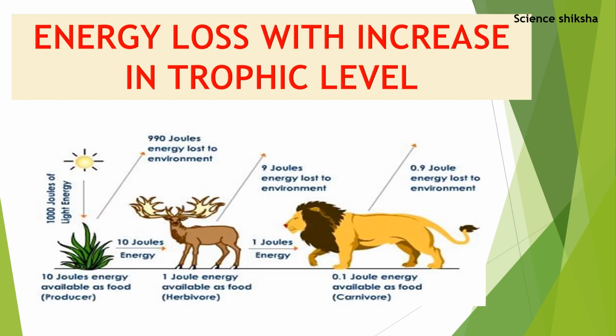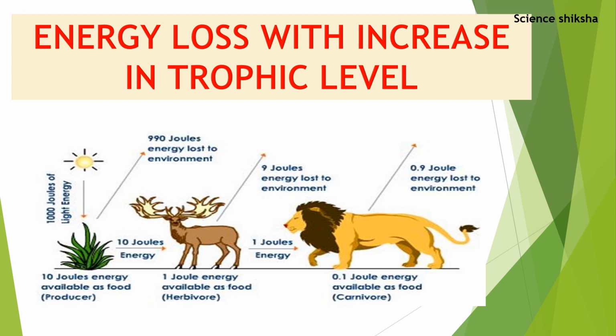Now, the energy loss with increase in trophic level. Here, 1000 joules of light energy emitted by the sun falls on plants. The plants convert only 1% of the light energy falling on them. The remaining 990 joules of light energy, which is not utilized by the plants, is reflected back into the environment. Now, the 10% law is applied to the food chain.